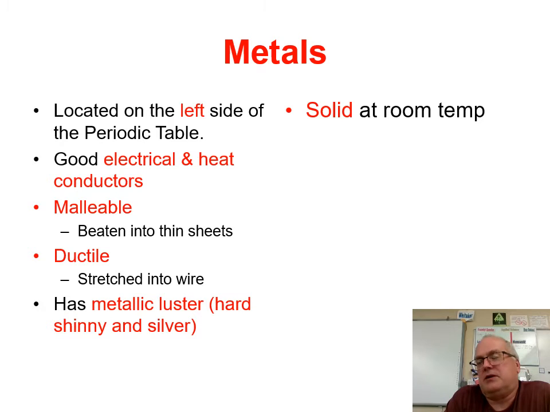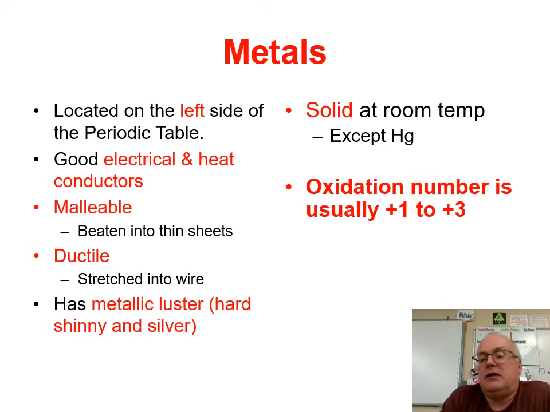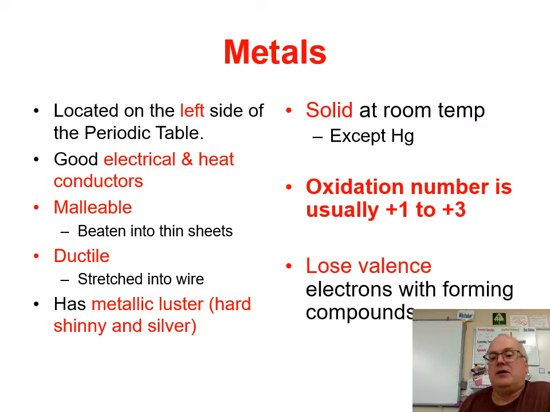Metals are almost always, 99% of the time, solid at room temperature, with the exception of the element called mercury, which is liquid. It's the only liquid metal that we know of. And as a preview of things to come, all metals will have an oxidation number of either +1, +2, or +3. Those are all the metals. Another thing to note, which won't make much sense until we start talking about compounds: when they do form compounds, metals will lose electrons.